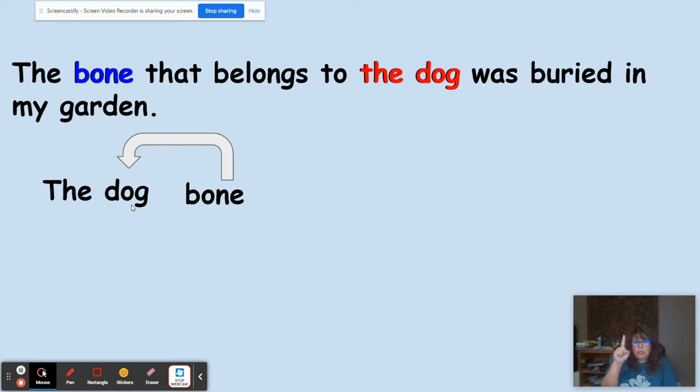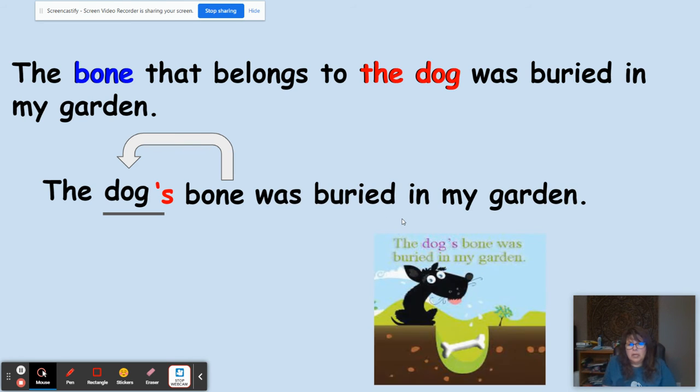Now, since it's only one dog, I add apostrophe S to make it a possessive noun. So now we have the dog's bone. And what do we know about the bone? Was buried in my garden.